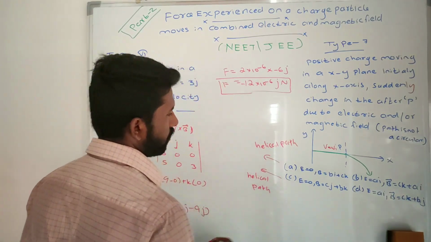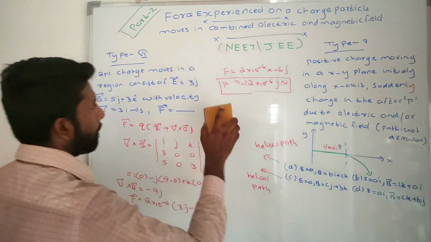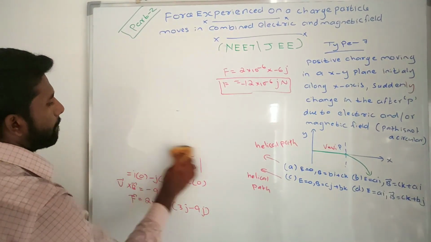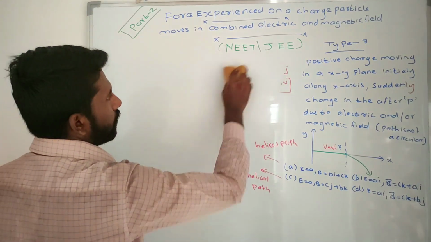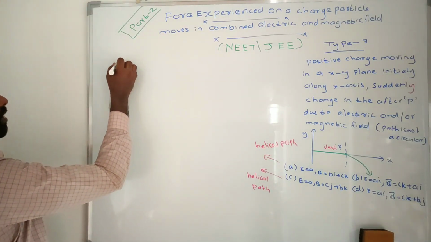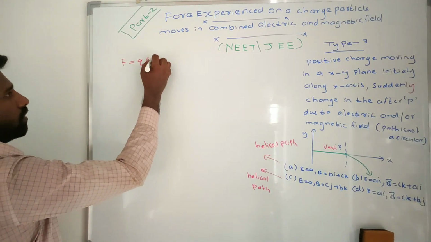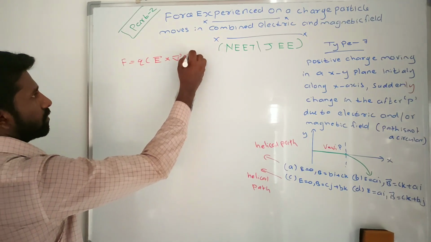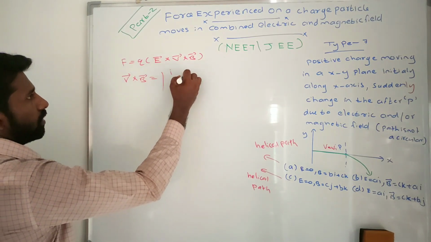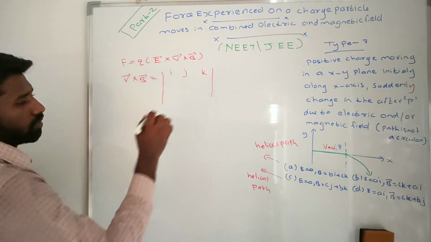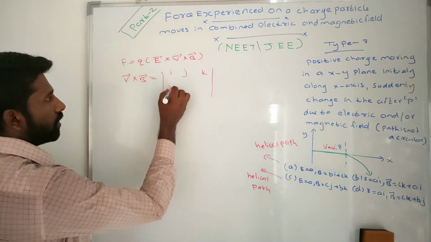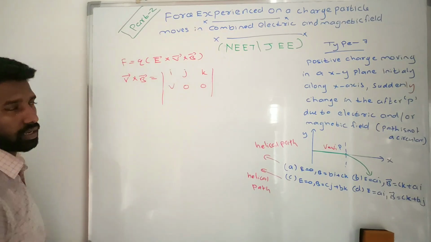So I am going to find out the V cross B here. Two forces are acting: F is equal to Q into E plus V cross B. What about the V cross B? That is i, j, k. What about the velocity? The first vector, the components: V is taken as V i. Now the j component, k component.